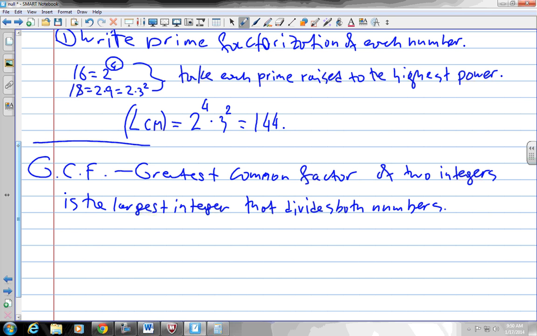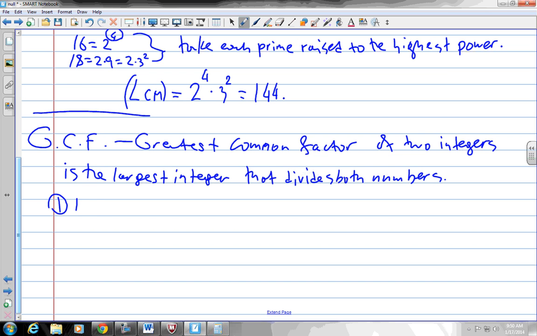So the process is very similar. You're going to take the prime factorization, then take the lowest powers of the primes that they share. So the two numbers both share a 2, right? And the lowest power of 2 right now is 1. So 2, that's the greatest common factor. That's the largest number that divides both.